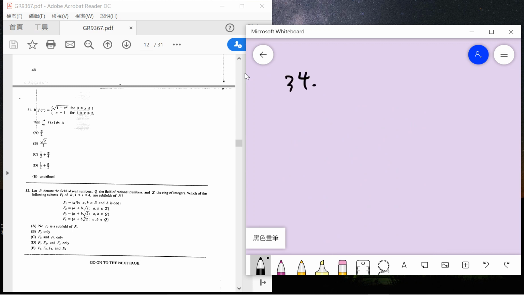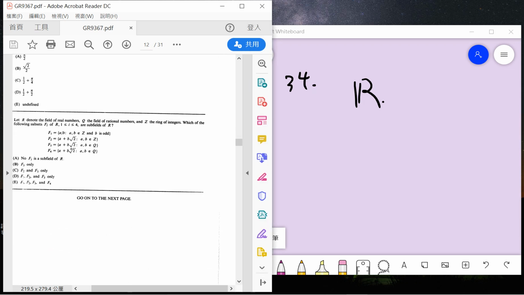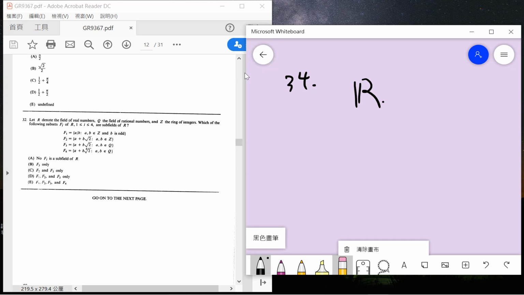So 34, R is a real number, and it gives you the 4 subsets, and asks you which one is a field. Okay, so basically this question tests you on general algebra common sense. So in order to prove this is a field, because now we are in a subfield of R, basically we need to test the closure and identity, and basically the most important is the inverse element.